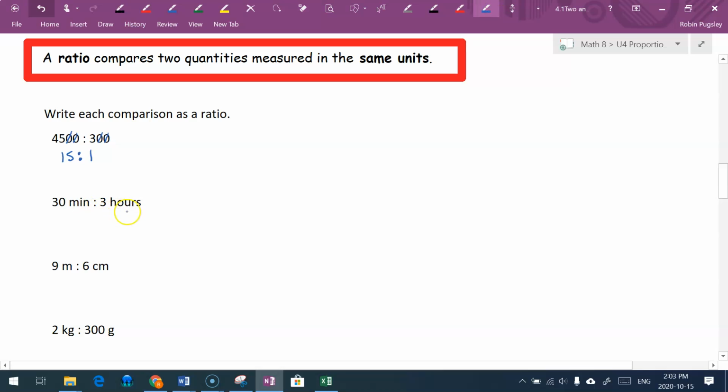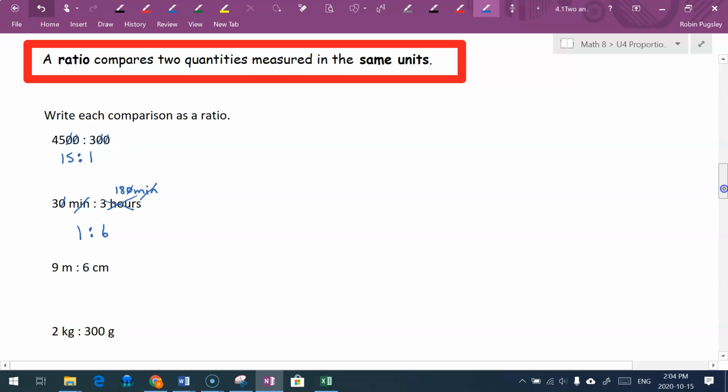So here they're different. I have to change 3 hours into minutes. Well, there's 60 minutes in an hour, so we have 180 minutes. Now that my units are the same, I can leave them out. Now I can divide both sides by 10, and then 3 goes into both, so I get a 1 to 6 ratio. 1 minute for every 6 minutes.